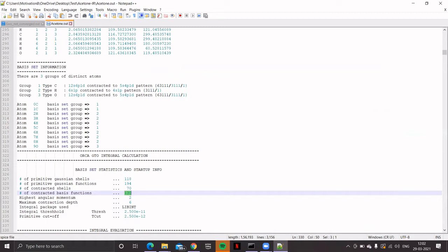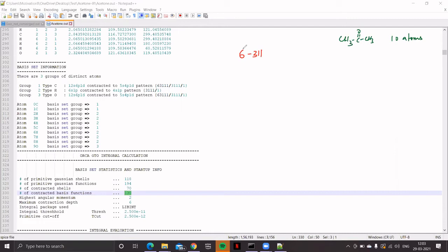So in acetone, how many atoms do you have? The molecular formula of acetone is CH3COCH3. So 3 carbon atoms, 1 oxygen atom, and 6 hydrogen atoms. The total is 10 atoms. The basis set which we used in this case is 6-311++G(d). Let's make it a different color. 6-311, that's the split basis set.